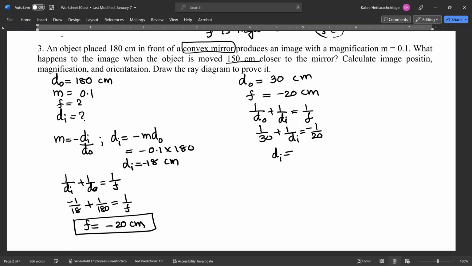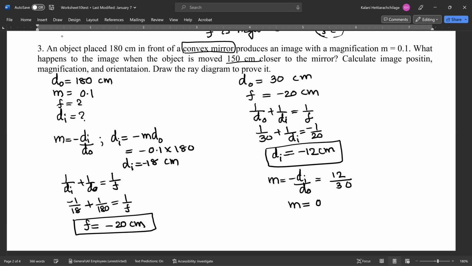So I'm just going to write the number here. What I get is negative 12 centimeters. Okay, that is one piece of information the question is asking for: the image position, right? And then I need to find the magnification. How do I find the magnification? It will be negative DI over D naught. So in this case, negative of negative 12 divided by D naught, which is 30, will give me a positive magnification. The positive magnification is 0.4.